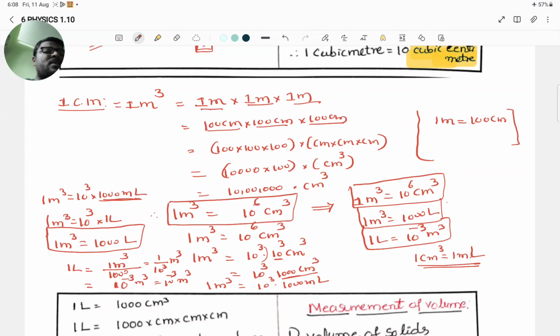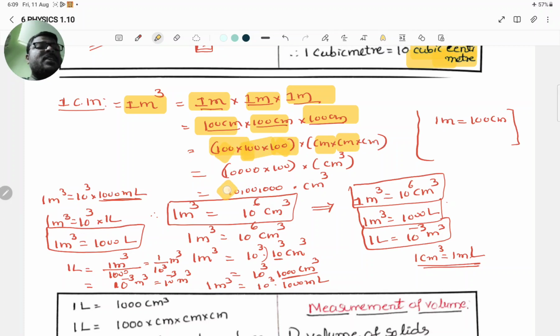If you want, I will explain once again. 1 meter cube is equal to 1 meter into 1 meter into 1 meter. 1 meter is nothing but 100 centimeter, so 100 into 100 into 100 centimeter cube, which is 10 lakhs centimeter cube. Instead of 10 lakhs I am writing 10 to the power of 6. Up to here very clear: 1 meter cube is equal to 10 to the power of 6 centimeter cube.